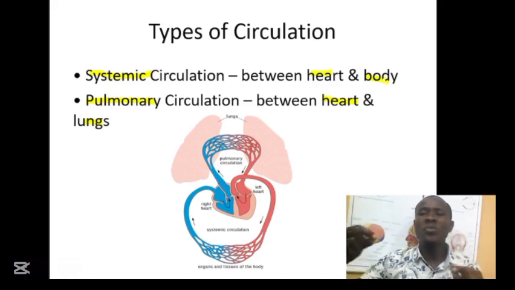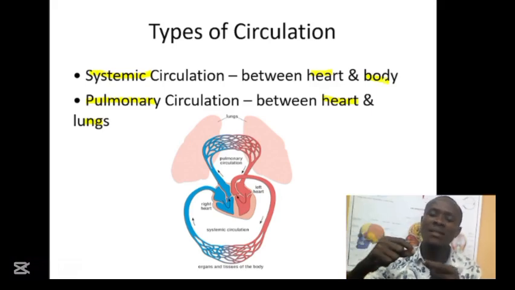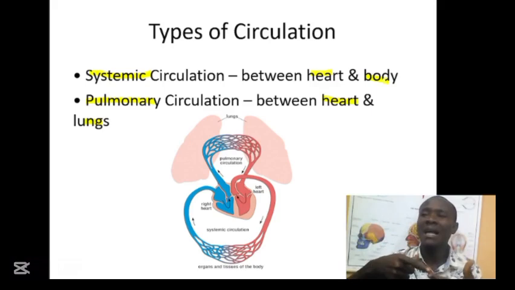But mind you, you have to put an exception. If you just write it is circulation between the heart and the rest of the body, somebody might ask you, what about the lungs? Because the lungs are part of the body. So you have to put under systemic circulation that it is the circulation between the heart and the rest of the body except the lungs. While pulmonary is the circulation between the heart and the lungs only.